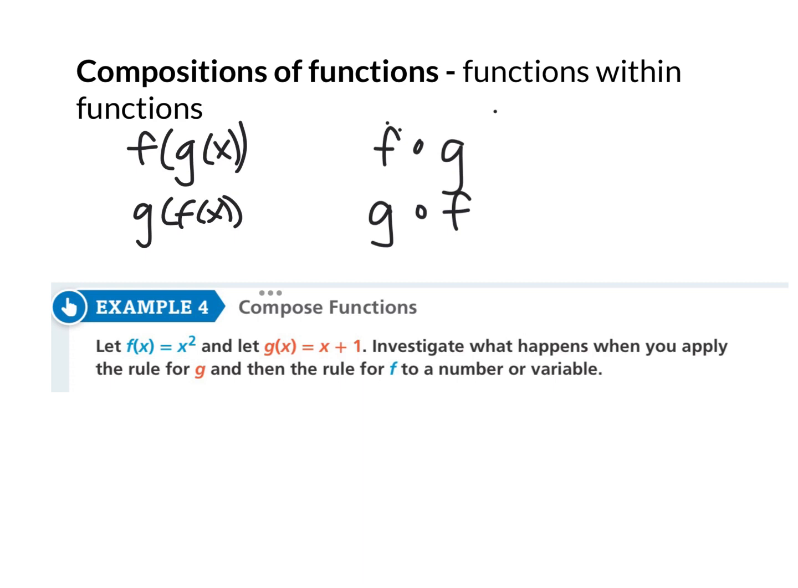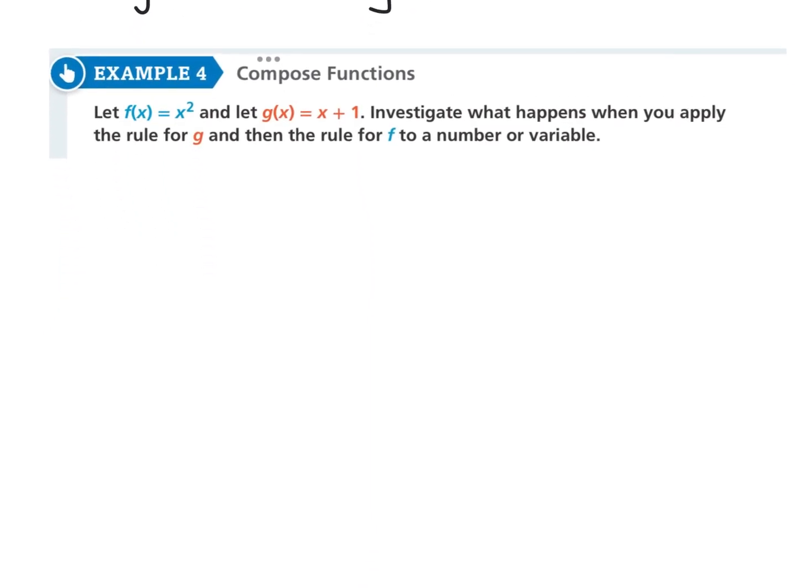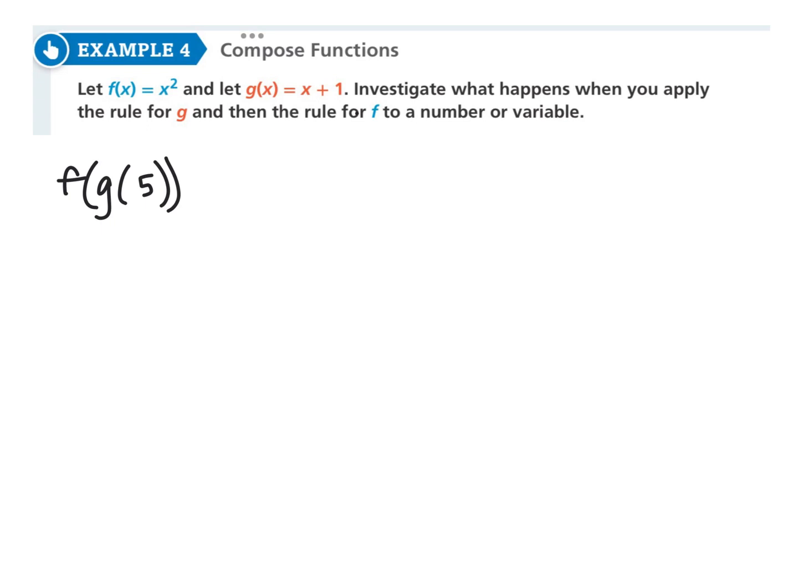So let's look at a few examples of how we actually operate with compositions of functions. Okay, so in this first example, we're being asked to find f of g of 5. So first what I'm going to do is find g of 5. So we kind of work inside out on these. So if I wanted to find g of 5, then I would plug 5 into the g function, which would be 5 plus 1, so that is 6. So then now I would be finding f of 6. And so I would plug 6 into the f function and evaluate. That would give me 6 squared. So f of g of 5 equals 36.